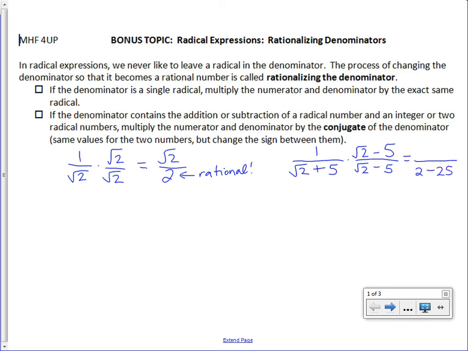But when you simplify it, it's going to be rational. Okay, and then the numerator is just that times 1. So your numerator ends up being, you still have a radical in it, but now you have root 2 minus 5 all over negative 23, something like that.